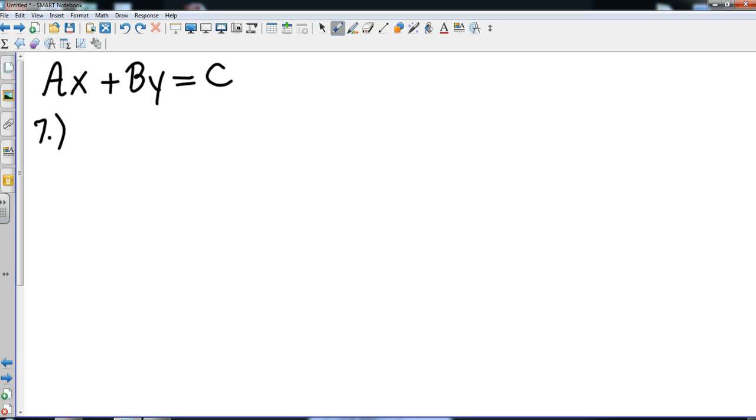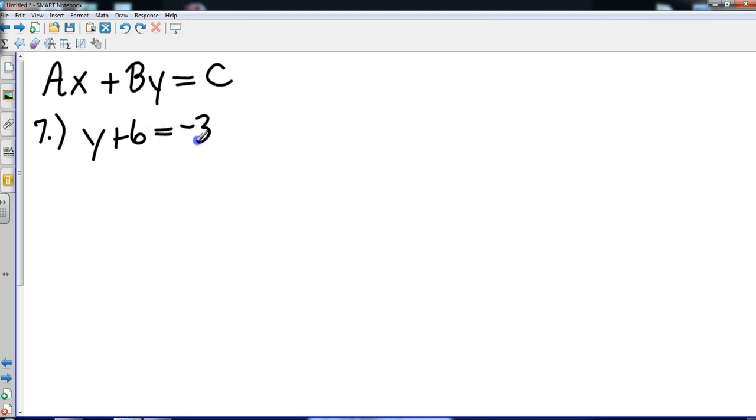Okay, so standard form, what I would advise you to do tomorrow on the test is when you get to question 7 and 8, right next to the word standard form, write out standard form: Ax plus By equals C. Okay, so number 7 is y plus 6 equals negative 3 times x minus 2. The goal of standard form is to get the x and y on the same side. So to do that, what do I have to do first?